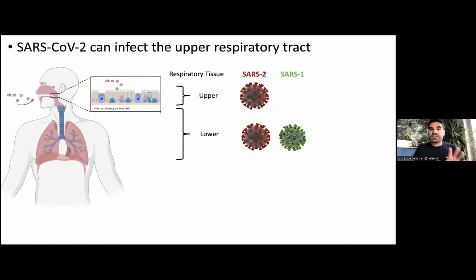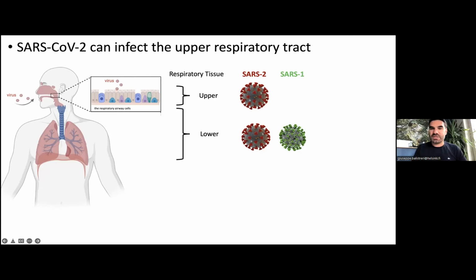So the first thing you should know, and probably you already know because this has been discussed many times in the news, is that the old coronavirus, SARS-1, mostly infects your lung cells, but it's not really good at replicating and multiplying in the upper respiratory tract, okay? Whereas the new one is extremely efficient at infecting the cells of the nose and of the pharynx, so the upper part of your respiratory tract.